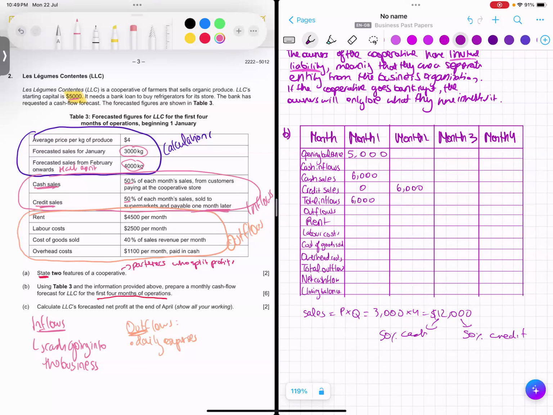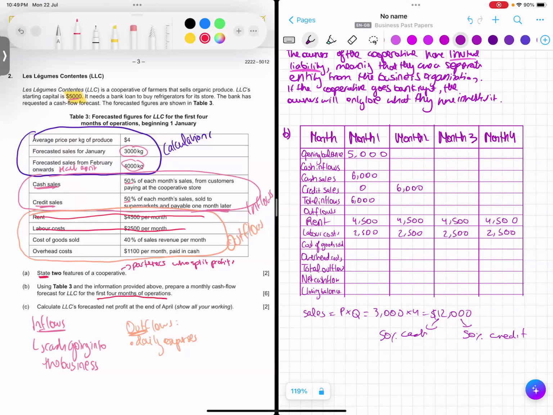For our outflows, we have rent, which is 4,500 per month. Always remember the trend, because sometimes they change it and say in this month it's this much, or it's in 1 month, so make sure that you read rent properly. But in this case, you can write 4,500 for all boxes because it doesn't change. So you can cross out rent because you did it. Labor cost is the same thing, 2,500 for each month. So just save yourself some time and cross it out.